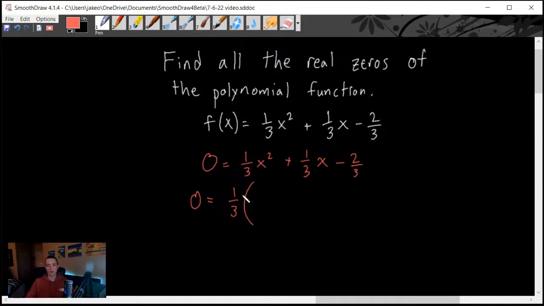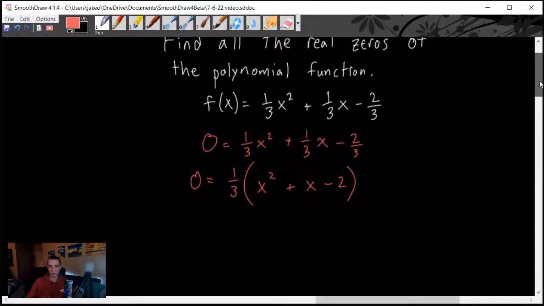So we can go ahead and do that. We'll pull out the 1/3. If we divide this first term by 1/3, 1/3 x squared divided by 1/3 is just going to leave us with x squared. 1/3 x divided by 1/3 is just going to leave us with an x. And then negative 2/3 divided by 1/3, if we pull that 1/3 out, that's just going to leave us with the negative 2. So basically, this now is something that probably looks a little bit more realistic to be able to factor without having some weird factors in there.